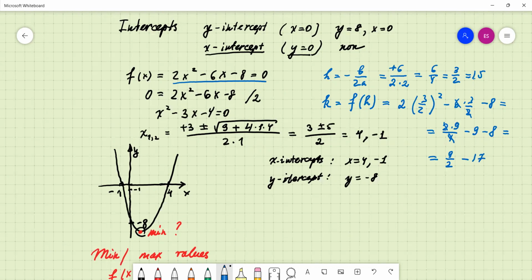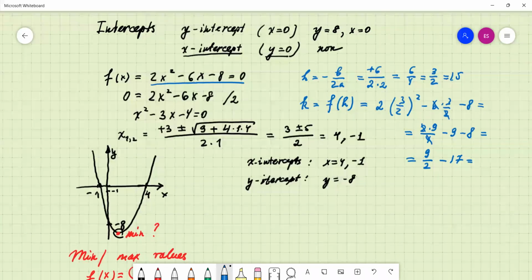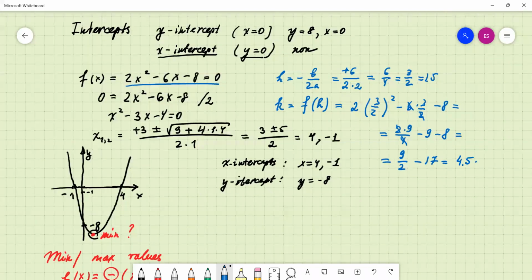And here it's 9 over 2. It doesn't look like 9, I think. I'm going to rewrite it and write down 9 more clearly. So what is 9 over 2? 9 over 2 is actually 4.5, right? Minus 17 is going to give me minus 12.5, right? Just subtract using your calculator.